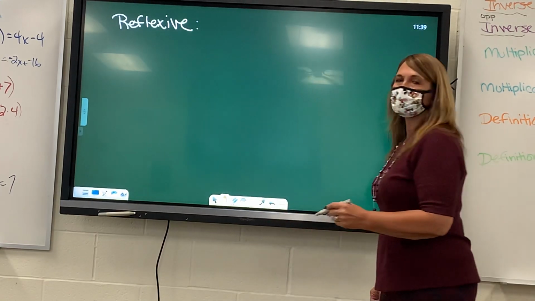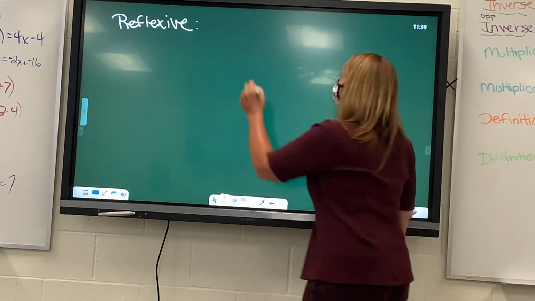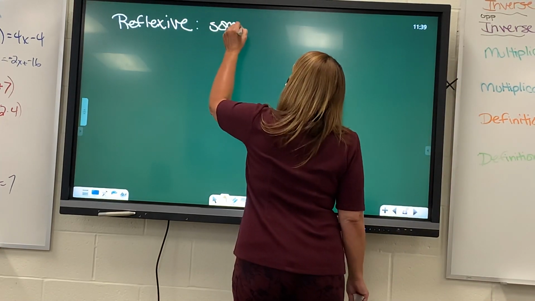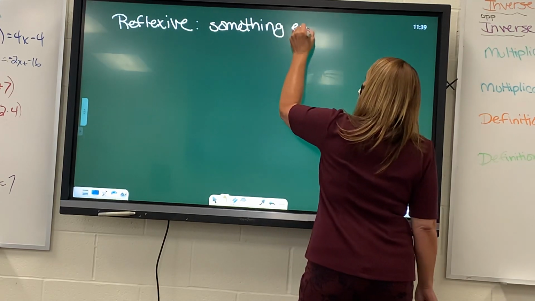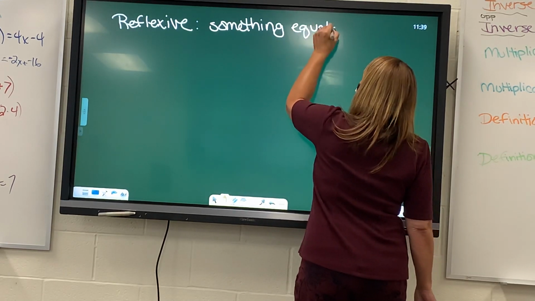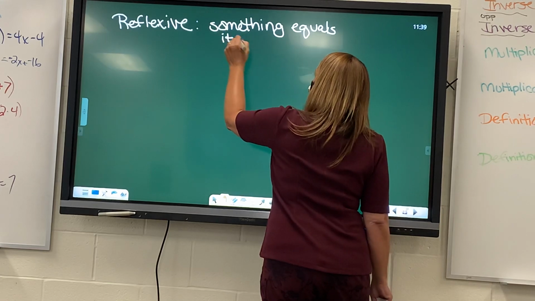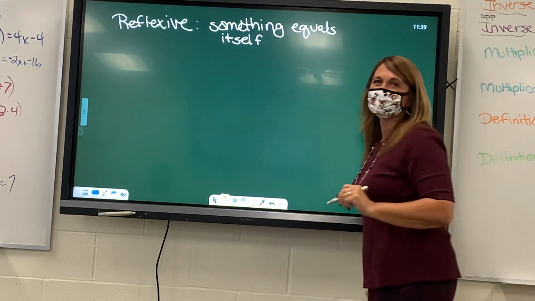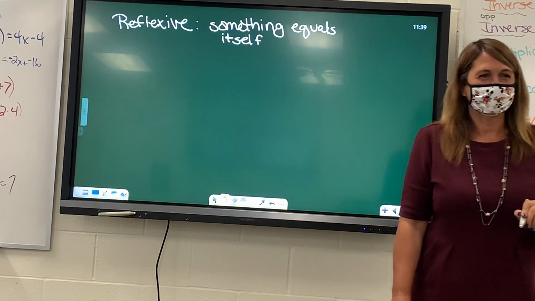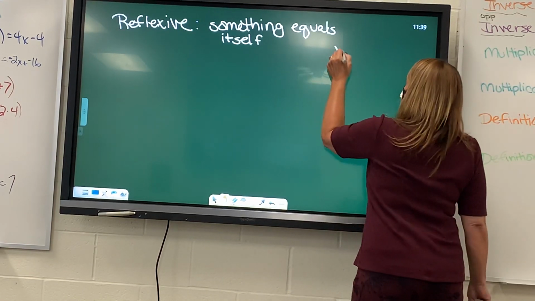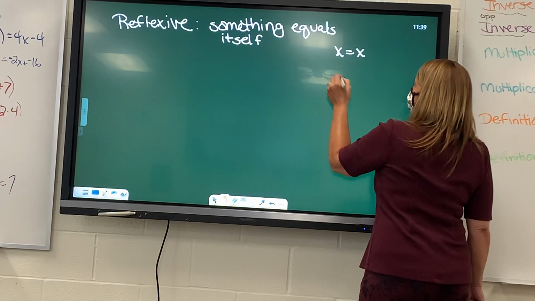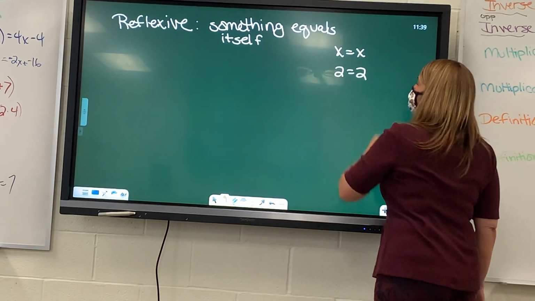Okay, the reflexive property is super easy as well. That's what it is, and you might think, why in the world do we need a property like that? That something equals itself. X equals X. 2 equals 2.